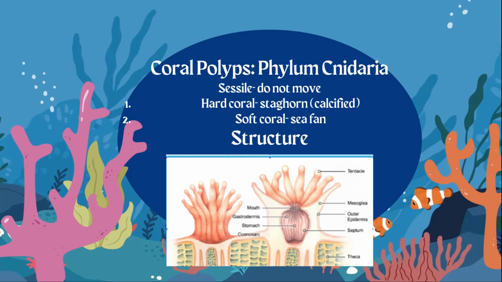And then coral are very simple organisms. They have a one way in, one way out system. So food in, waste out of the same opening, which is their mouth.